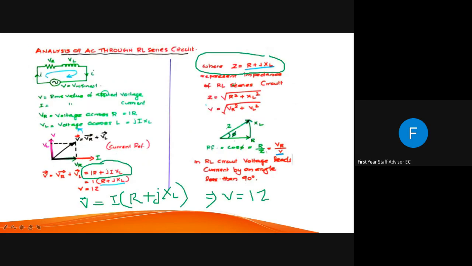So we got a formula like this. How to find the magnitude of impedance is using this formula. You have to square it, so it becomes Z square equals R square plus XL square, and finally you take the square root of that. J square is actually minus 1.